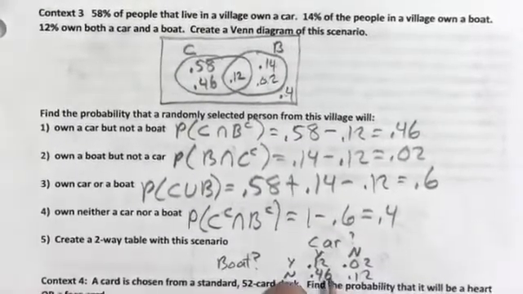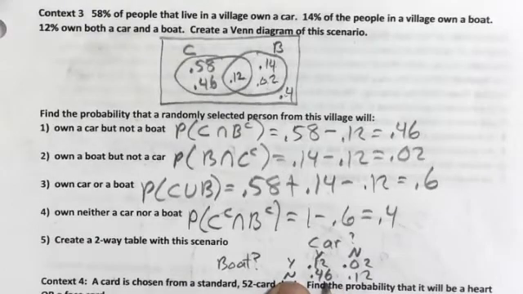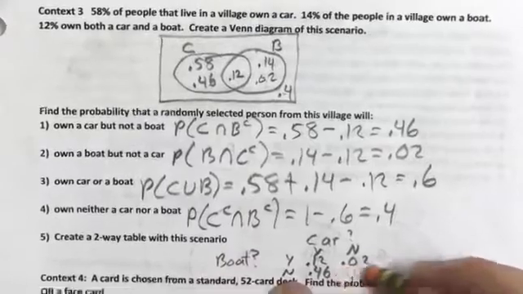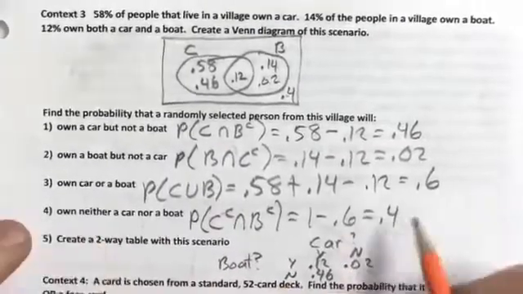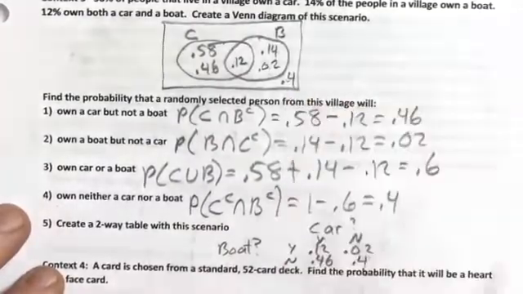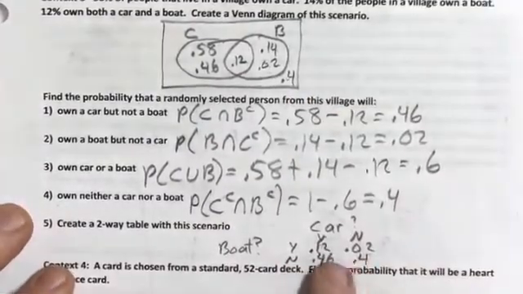Let me make sure I did that right. So 0.46. Now own both is 0.12. And this, no, I'm sorry, neither is 0.4. I was going to say that doesn't add up. That would disturb me, because these have to add up to 1 or 100%.